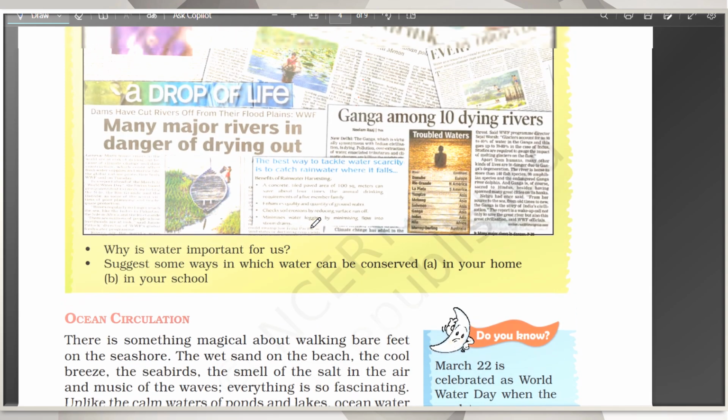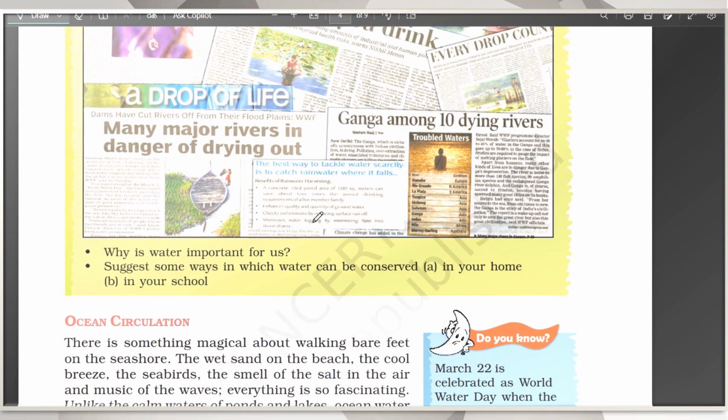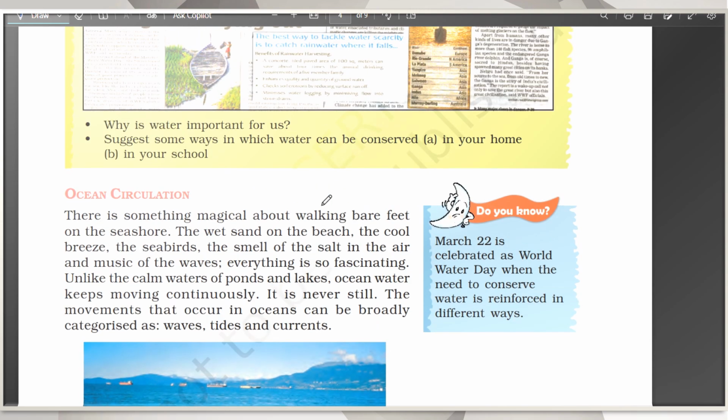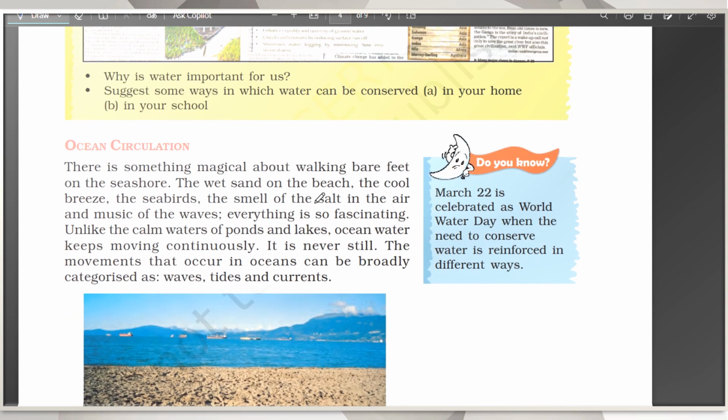They are showing why water is important. Now let's understand ocean circulation. Before moving forward, just remember there is a date: March 22 is celebrated as World Water Day, when the need to conserve, to preserve and store water, is reinforced in different ways. Reinforced means different methods we are using for storing. So what is the date? March 22 is World Water Day.